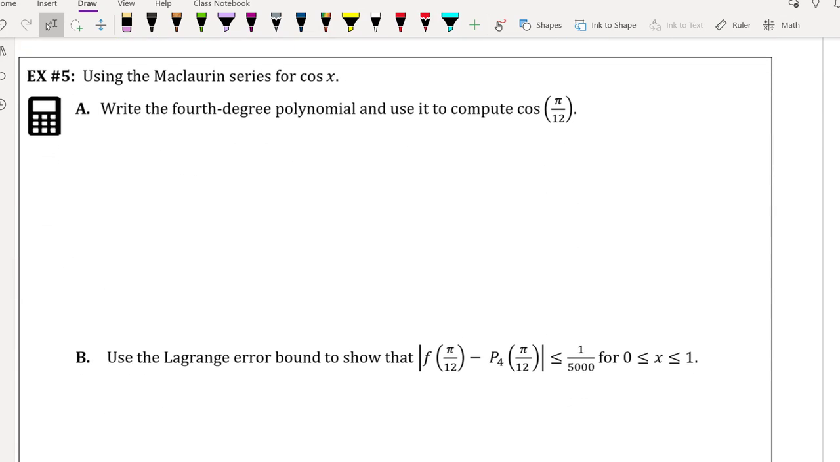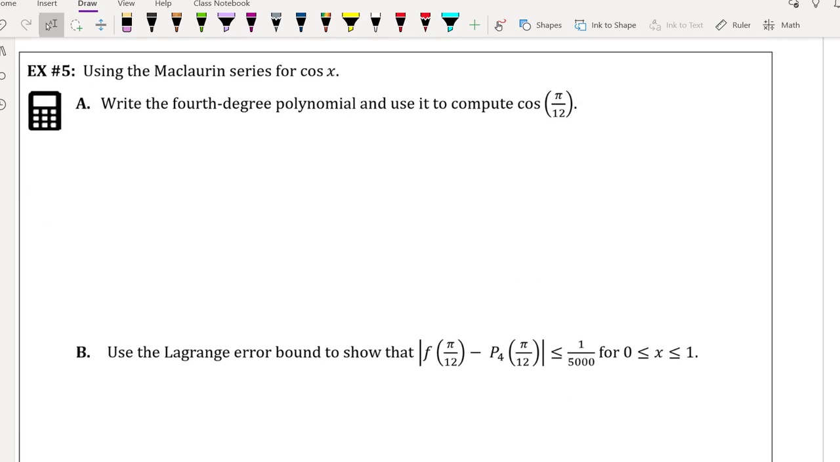Okay, this is our final example. Using the Maclaurin series for cosine of x, which is another alternating series, write the fourth degree polynomial and use it to compute cosine of pi over 12. So for cosine, let's just start by writing that one.